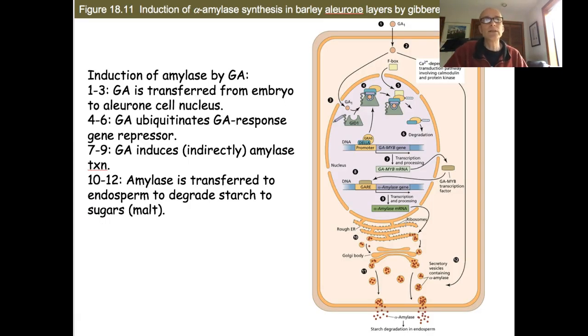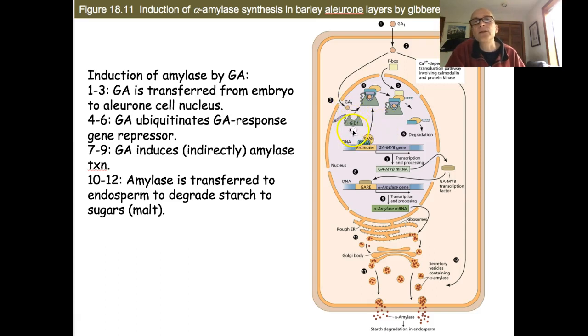Okay, so a little bit more signal transduction so that we can see what exactly happens in those steps that I just outlined for you on a cellular level. So this whole cell here is an aleurone layer cell. Right? So the gibberellic acid diffuses into the aleurone layer cell in steps 1 through 3. So you see steps 1 through 3 here. This is where the gibberellic acid is transferred from the embryo to the aleurone, and then goes into the nucleus. So in steps 4 through 6, GA leads to ubiquitination of the gibberellic acid response gene repressor, and then through the de-repression activates certain genes. So let's look at this step by step.